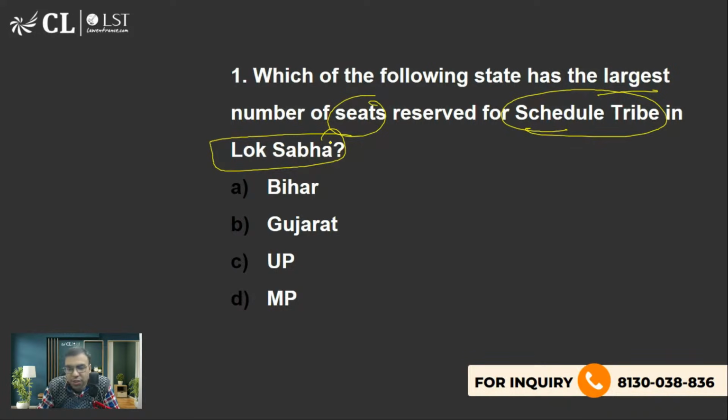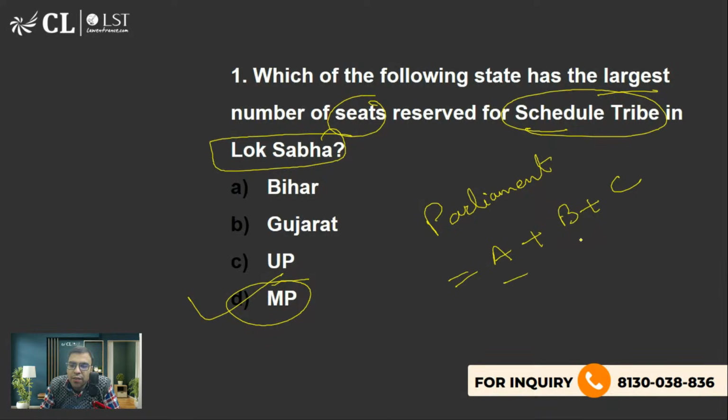Yes, Pratmesh, Siddhivaj, you are right. The right answer is option D, Madhya Pradesh. Now, first of all, please tell me, the Parliament comprises of A plus B plus C. What is A, what is B, and what is C? Let me see whether you are able to answer or not.